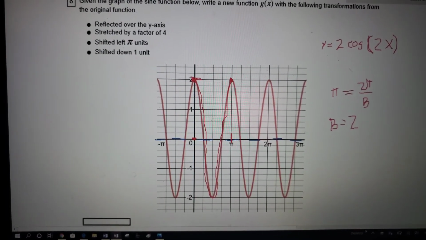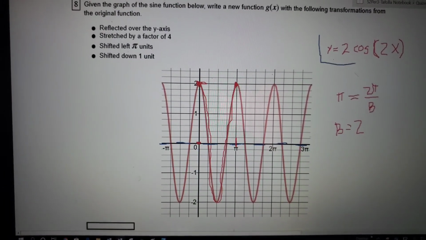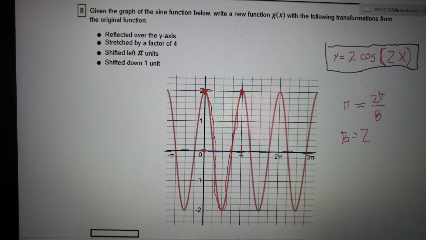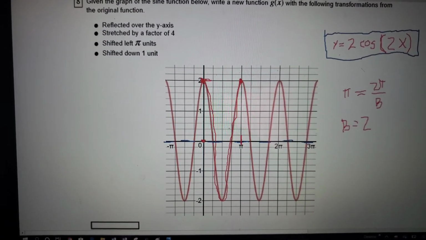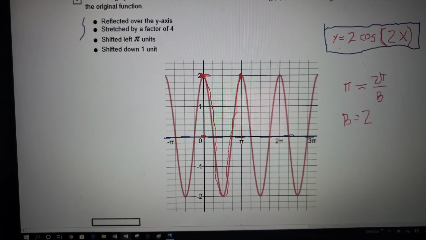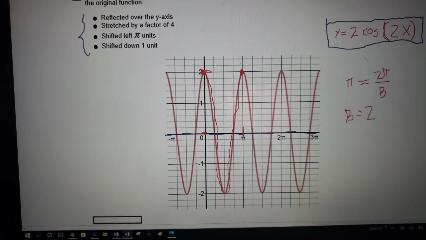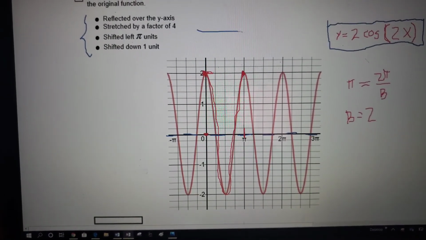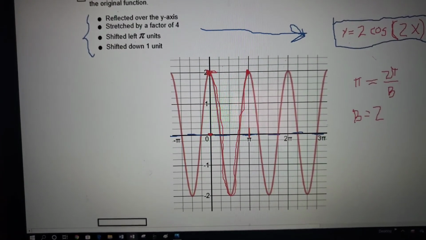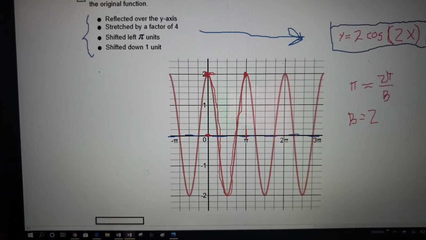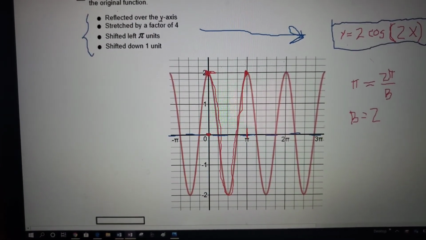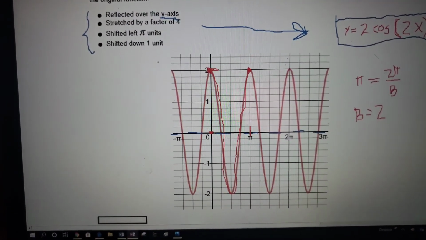What we have here is the original graph. This is the original equation of this graph that we have here. Now we want to apply these transformations to this graph. Let's apply them and see what we get. Okay, so reflected over the y-axis. This is the y-axis. The other problem was a reflection over the x-axis.